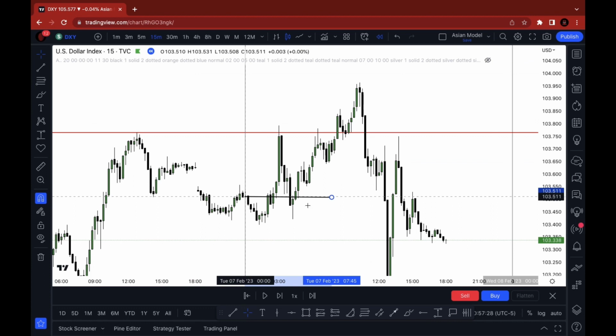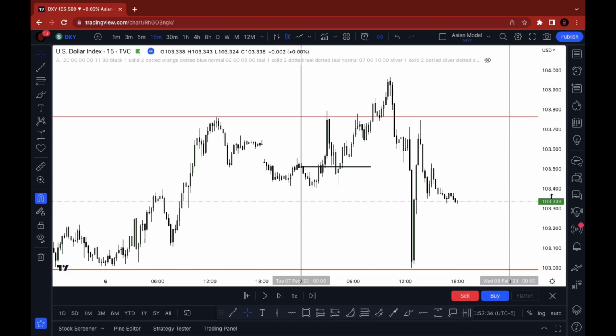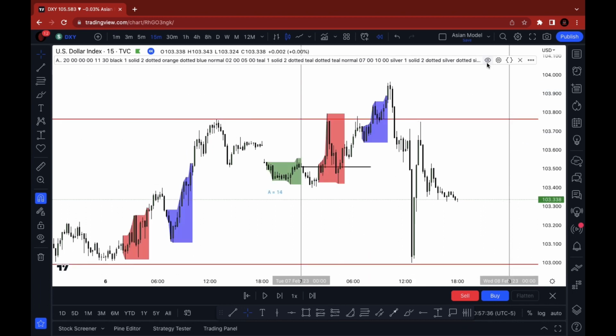So up here, there we go, I just want to make sure it's proper. See, price comes down and then it runs higher. Now, many people may say, oh, I want to see it with the sessions on. Here you go. You can see it comes down, takes out the Asian session low, and it runs higher, taking out the previous daily high.